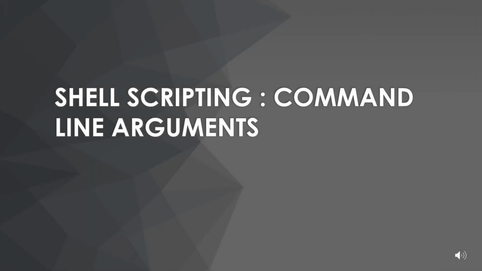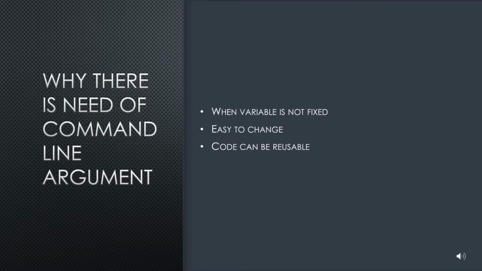So in this video we'll see about the command line arguments. Before going towards the lab, you need to understand why there's a need for command line arguments. They are very useful when there's a variable that is not fixed. And second, it's very easy for us to change, rather than going to the code and changing the variable name.